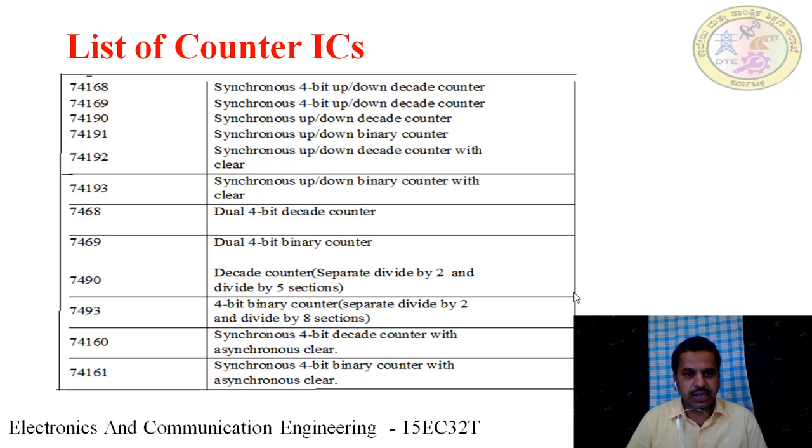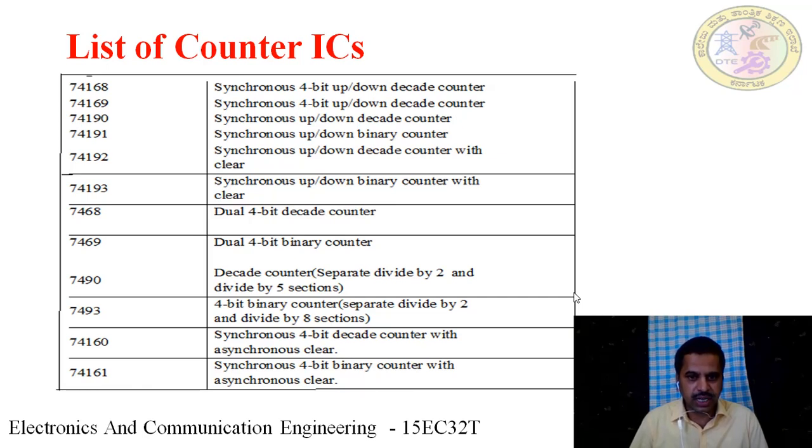74168 is a synchronous 4-bit up or down decade counter. It is an up or down decade counter. We can construct either a 4-bit up counter or a 4-bit down counter. 74169, again, is a synchronous 4-bit up/down decade counter.